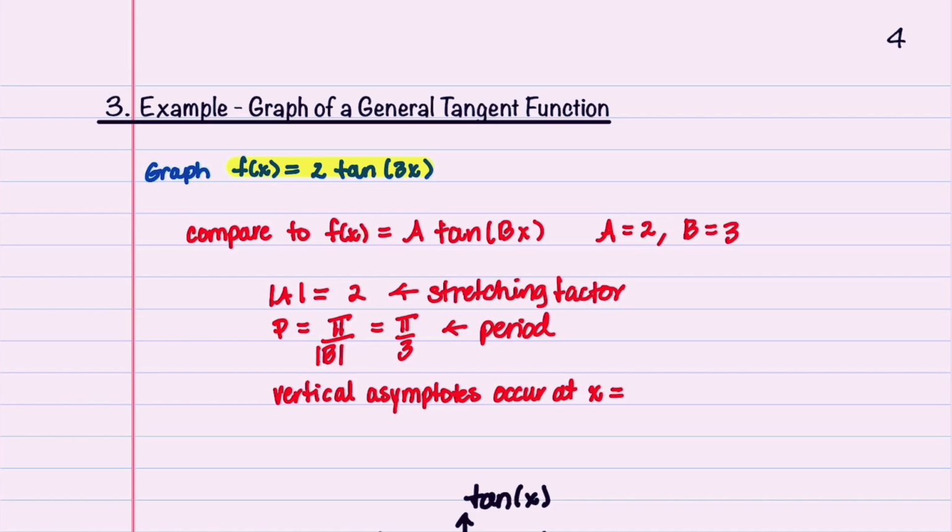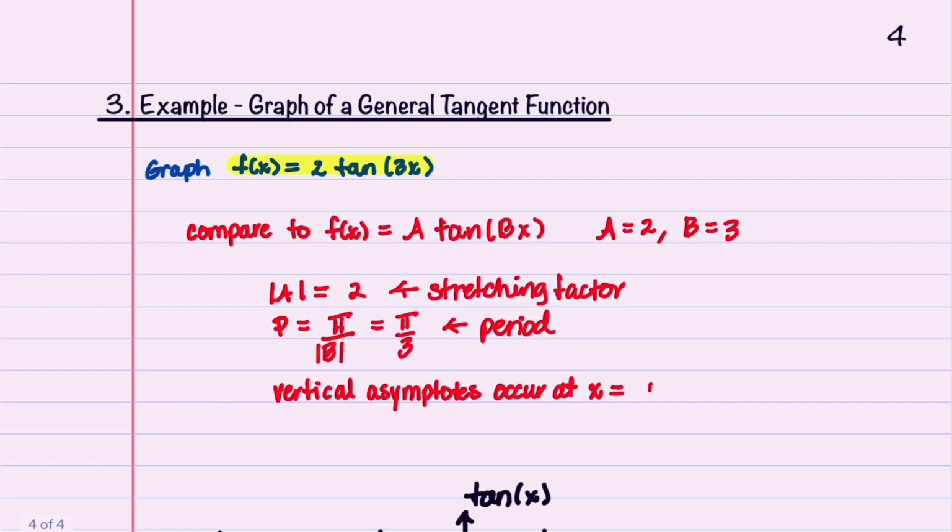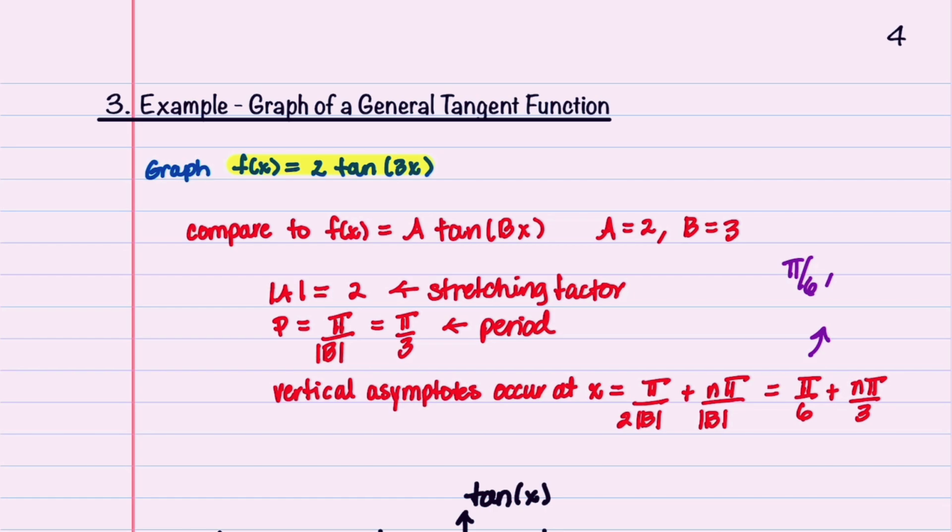Our vertical asymptotes are going to occur at x is equal to pi divided by 2 absolute b plus n pi divided by absolute b. And that's because tangent x has vertical asymptotes at pi over 2 plus n pi. So plugging in our b, this is going to give us asymptotes at pi over 6 plus n pi over 3. So let's make a note. That means our asymptotes are going to be at pi over 6, and then at pi over 6 plus pi over 3, which is pi over 2, and then it'll continue after that.